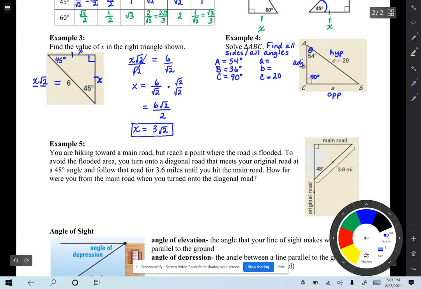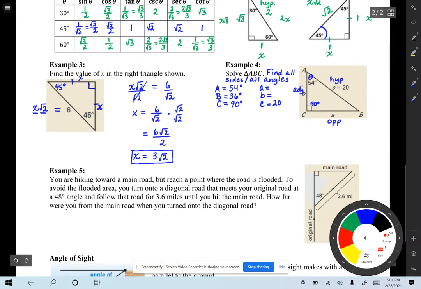Okay, so we can use, since we know the hypotenuse, we must use either sine or cosine because only sine or cosine have the letter H in its acronym. It doesn't matter which one we use. I'm going to use sine because it's listed first. So sine of theta, and theta happens to be 54 degrees, is equal to the opposite leg, which we don't know, A, which we're trying to find, divided by the hypotenuse, which is 20.